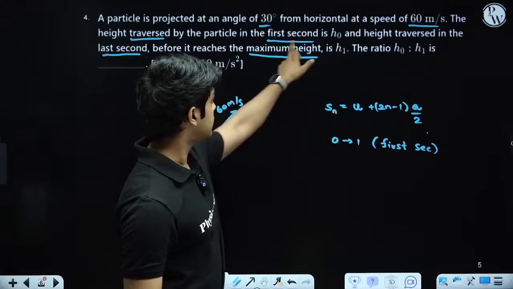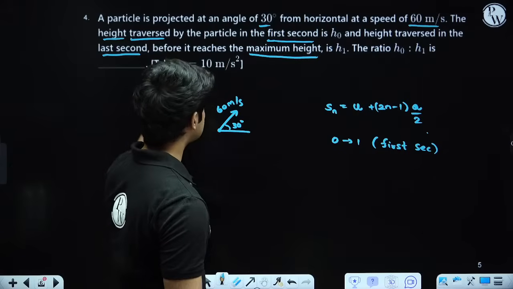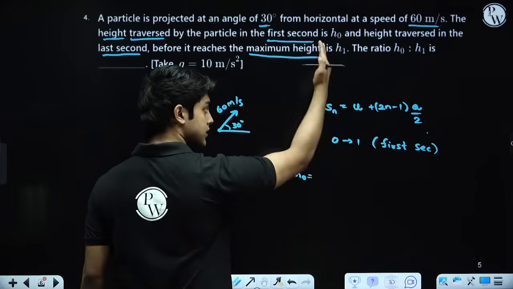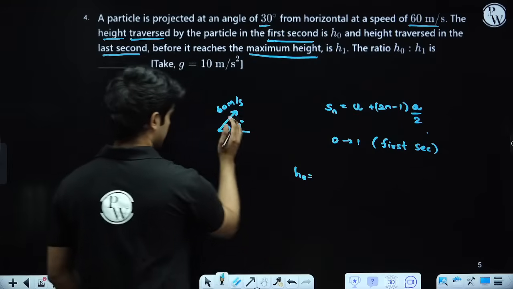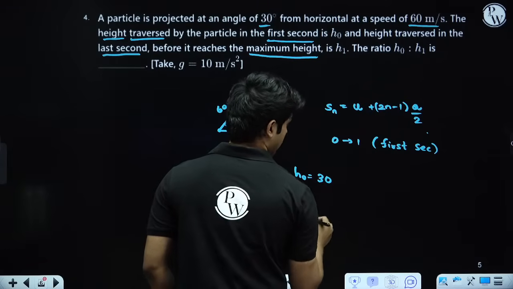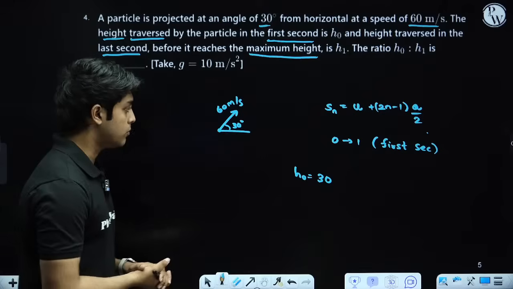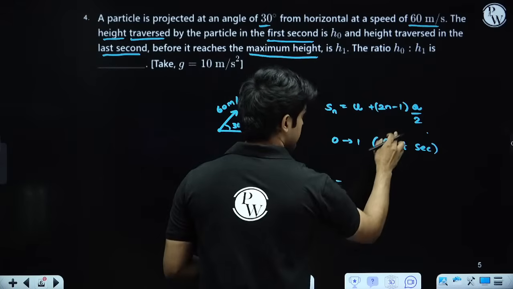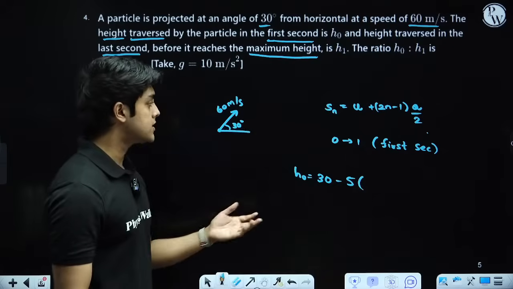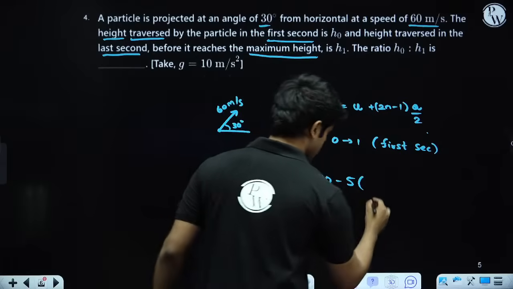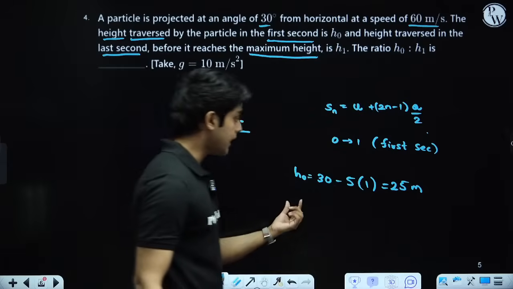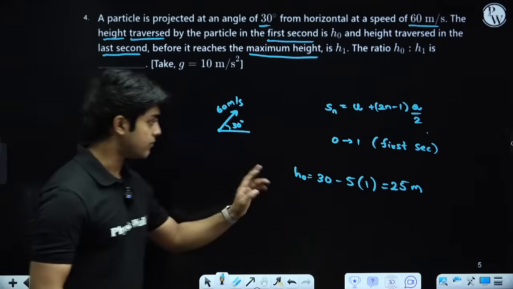So the distance traveled in the first second in the y direction, the height traversed, is given to be h naught. So we'll apply this equation just in the y direction. The initial y velocity will be 60 sine 30, which would be 30. g will be in the downward direction, so we'll put it with a negative sign. If I take g as 10, then 10 by 2 is 5. And because this is the first second, we'll put n equal to 1, so 2 minus 1 is just 1. So the answer is going to be 25 meters. So this is the height covered in the first second, it is 25 meters.